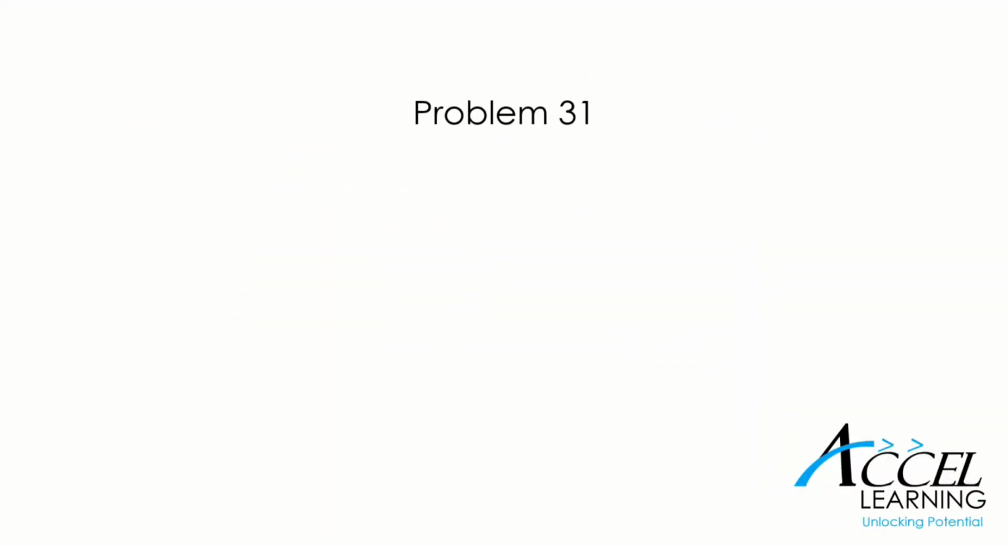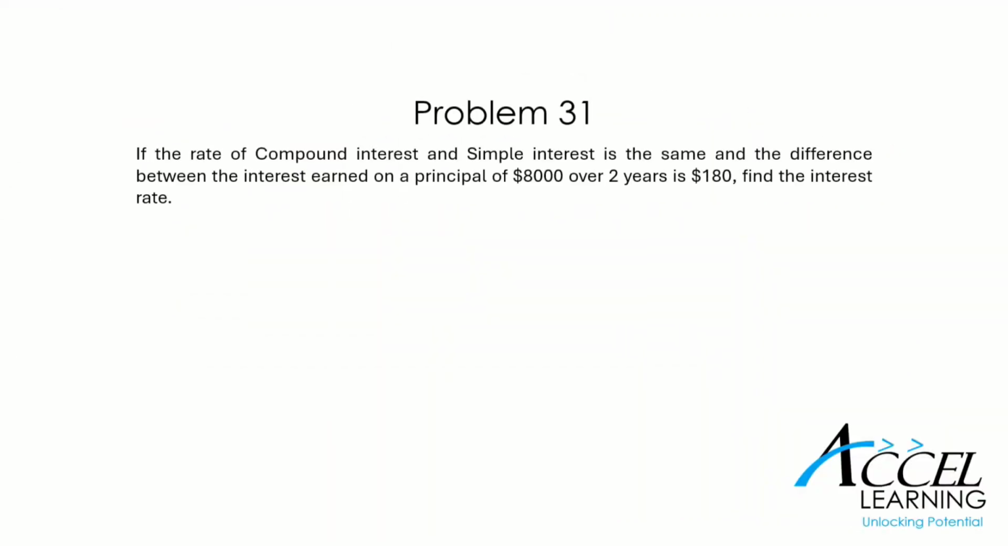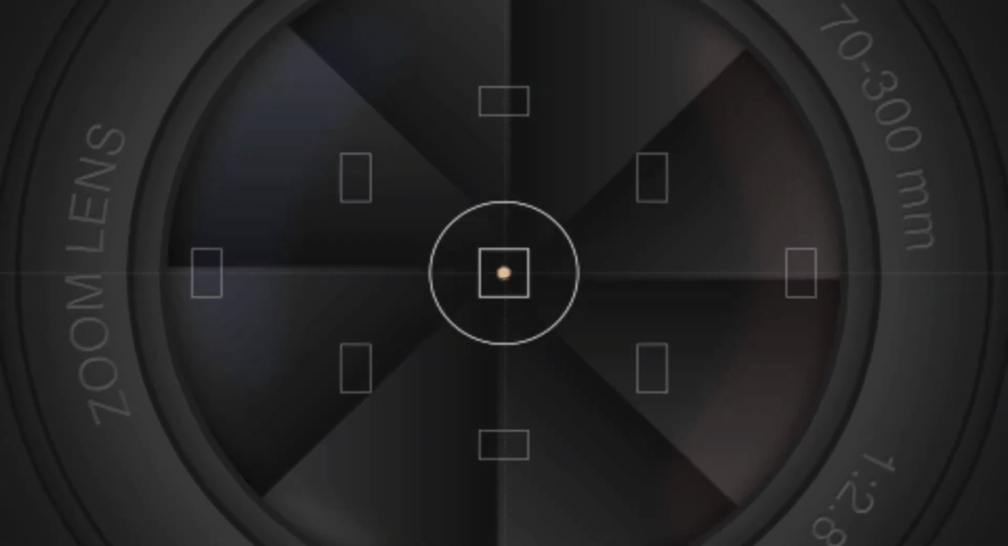So, here's the problem. If the rate of compound interest and simple interest is the same and the difference between the interest earned on a principal of $8,000 over 2 years is $180, find the interest rate. A. 12%, B. 15%, C. 10%, D. 18%, E. 20%.